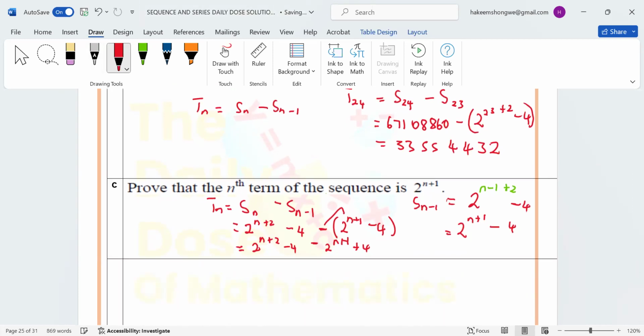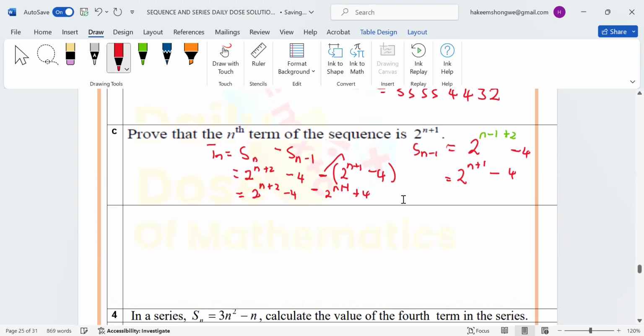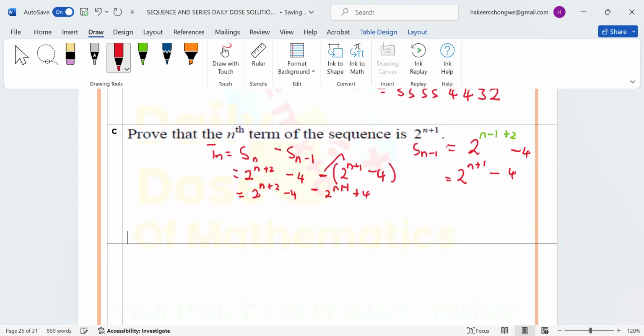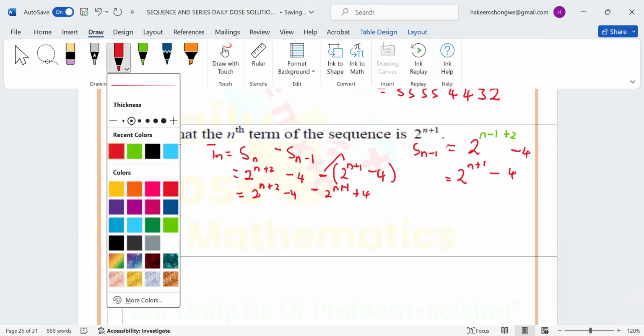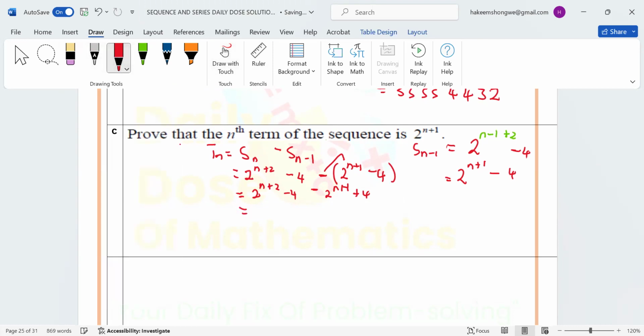We're going to add like terms. You do have minus 4 and plus 4. Then you have 2 to the power of n plus 2 minus 2 to the power of n plus 1. Is that what we're looking for? It's not. So how do we get what we're looking for?